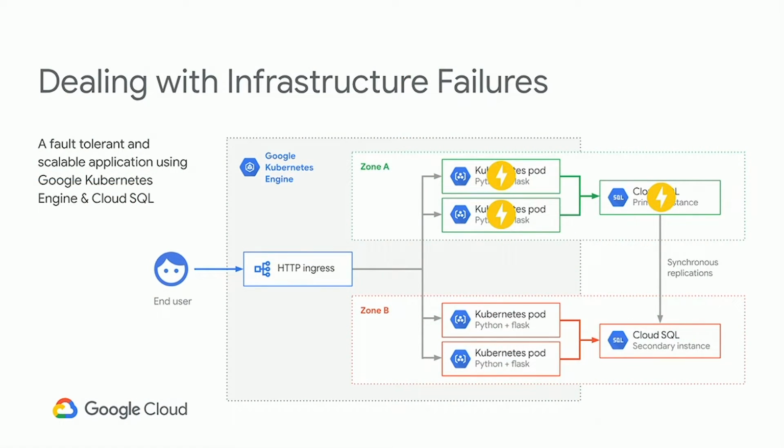OK, how about infrastructure failures? So now we've talked about a bunch of things that can go wrong on my end. What happens if an entire zone goes down? What happens if it wipes out? I can't talk to that node anymore. I can't talk to my Cloud SQL instance.